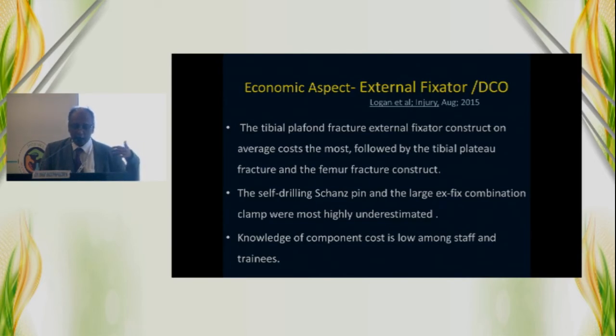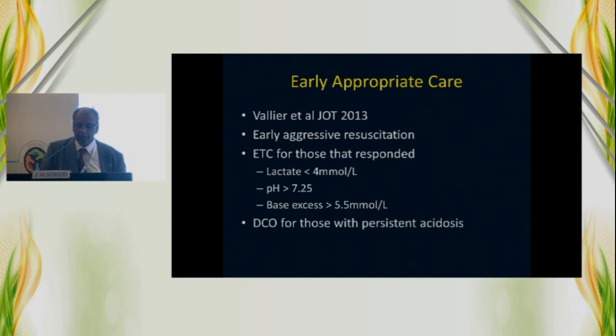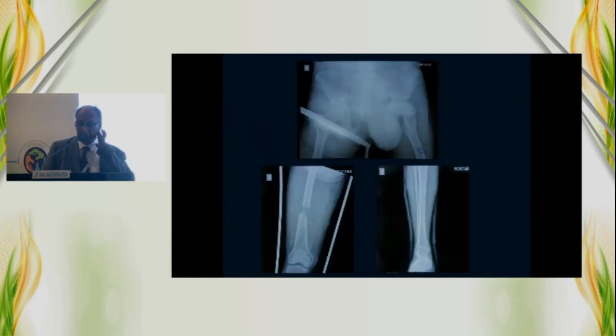And now from the Iowa group, they've coined the term early appropriate care. And Vallier et al. have proposed that you don't have to wait for the lactates to come down to 2 or 2.5 millimoles. In the patients that respond, even 4 millimoles is okay. Go ahead and do your definitive surgery and only employ damage control orthopedics for those with persistent acidosis. And they have been reporting better results with this.